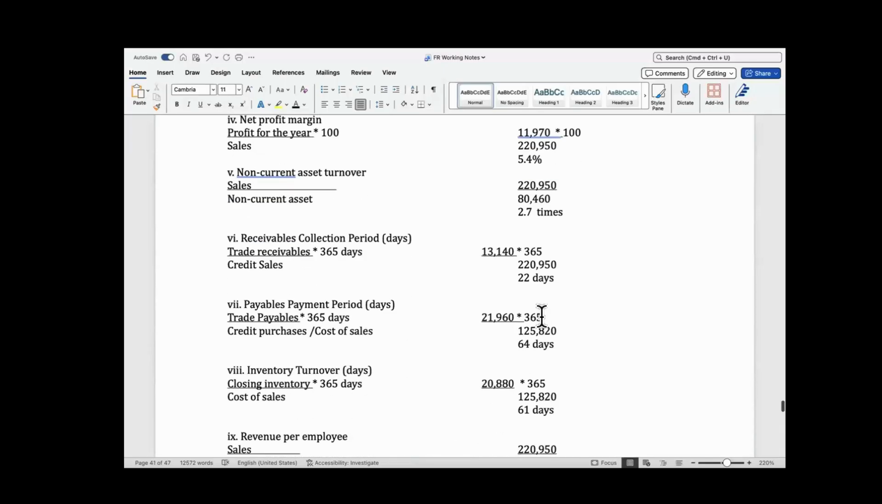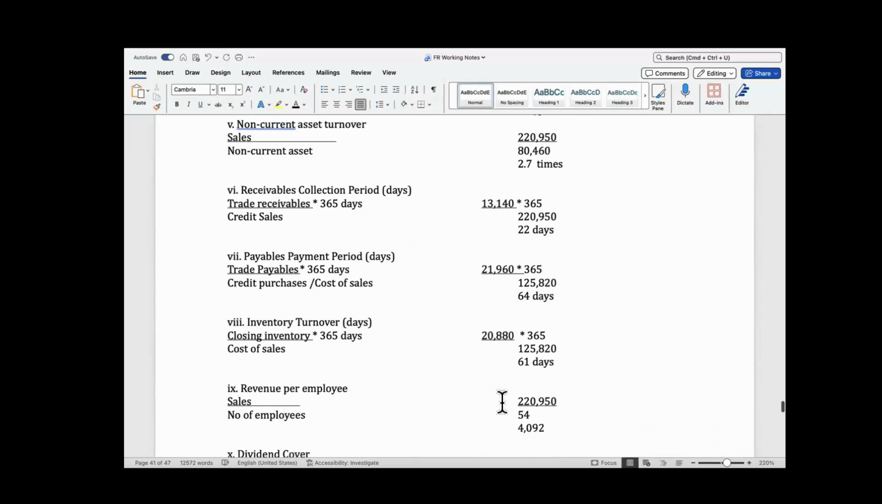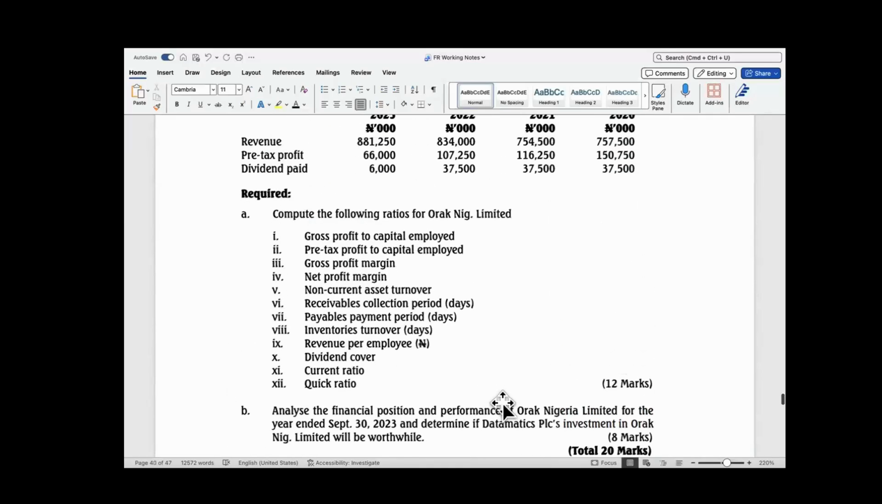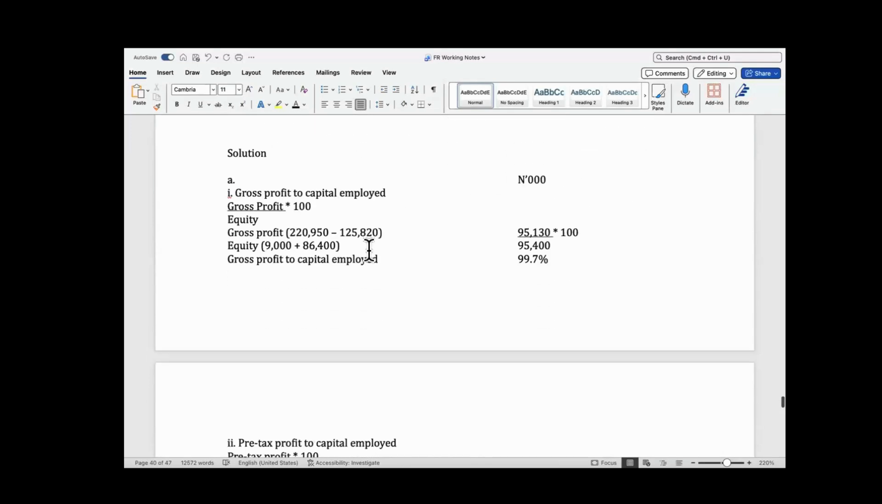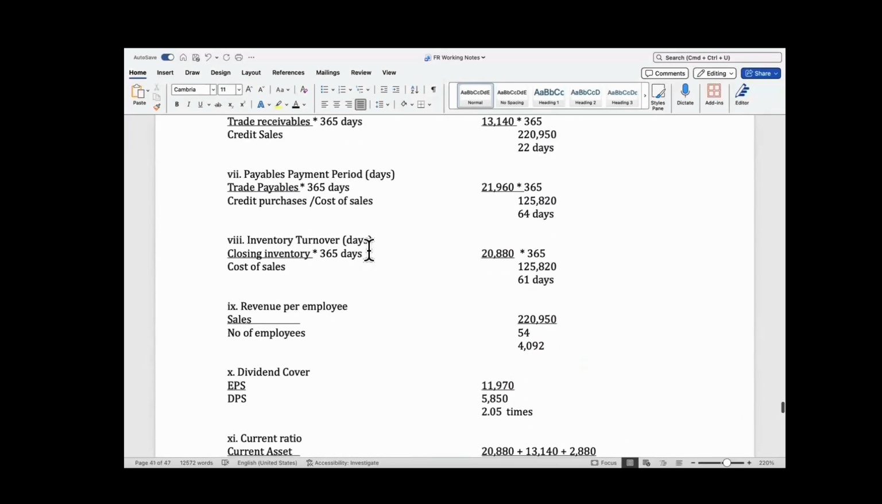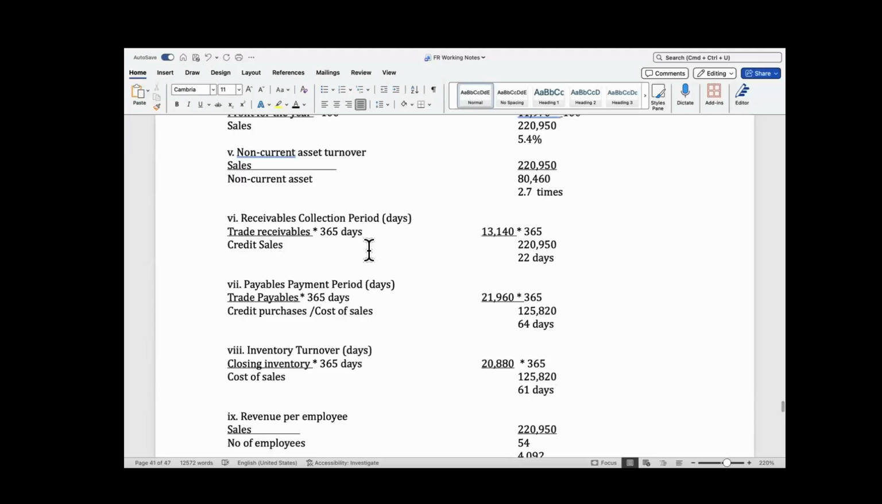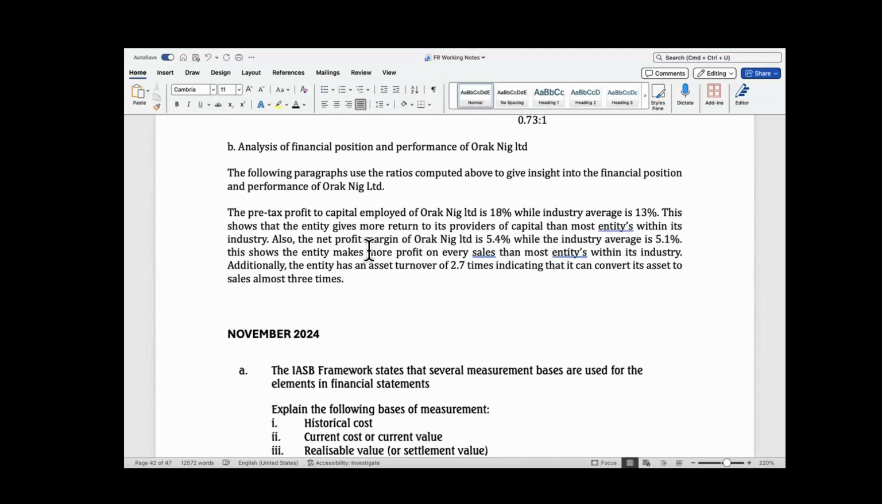So then we have receivable collection period 22 days, payment period 64 days, inventory turnover in days 61 days. Let's see, do they give us the industry? Okay, so for the industry the receivable period is 78 days, and he is doing 22 days.